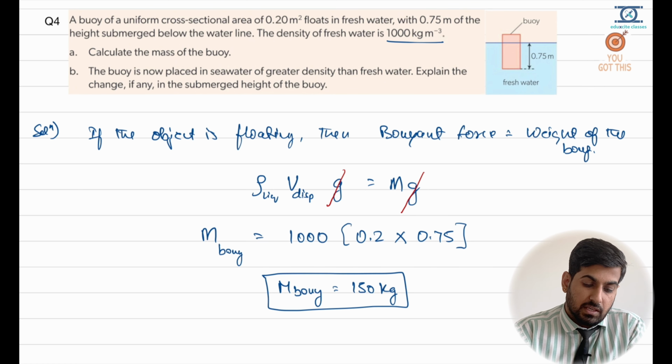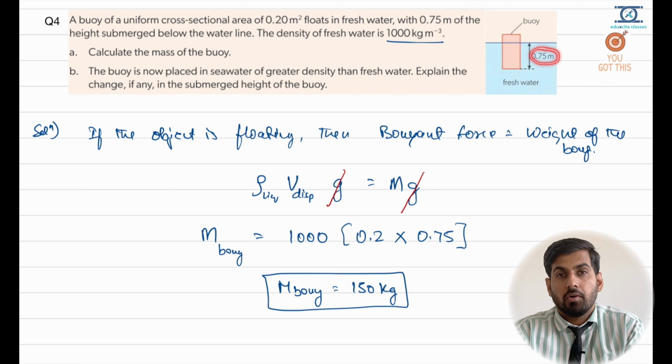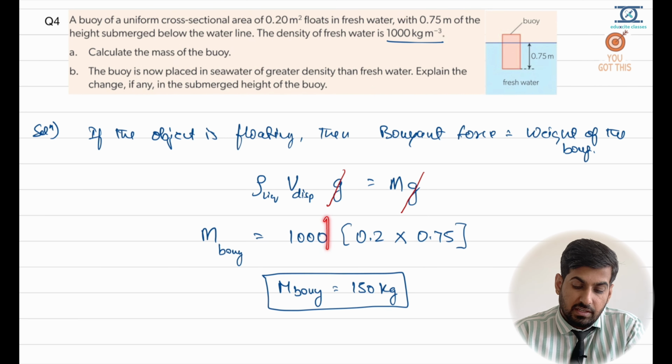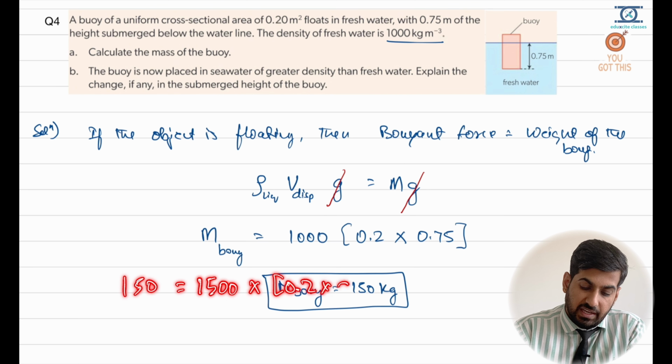Now the question is asking: the buoy is now placed in sea water of greater density than the fresh water. Explain the change, if any, in the submerged height of the buoy. Now if the density is greater, the mass of the buoy will not change. So 150 will be equal to, let us say, 1500 times 0.2 times x. If this has increased, then this has to decrease, only then will it remain constant.